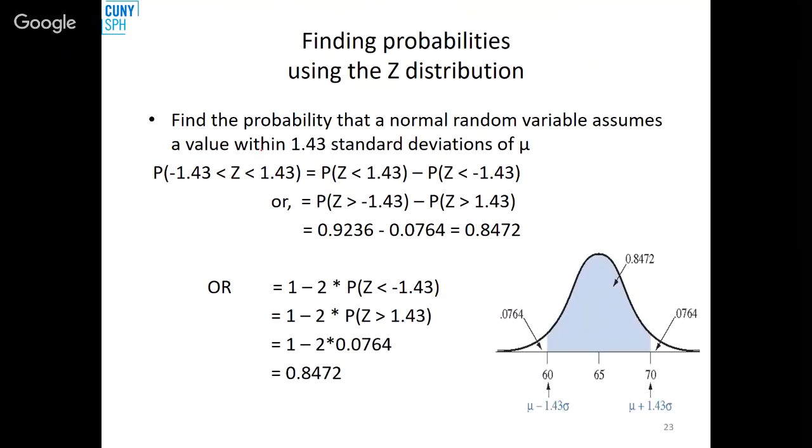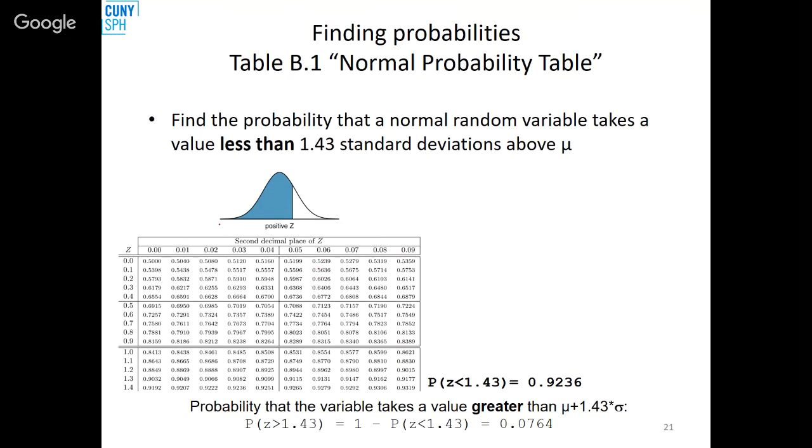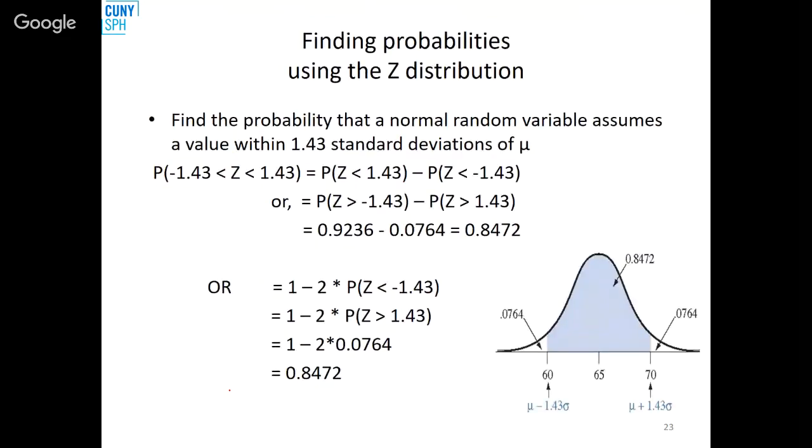Okay, so another example here. Find the probability that a normal random variable assumes a value within 1.43 standard deviations of mu. So before we had, well, oh no, different question. So let's see. Going back to here, we were just looking under the whole left tail, and that answer was 0.9236.